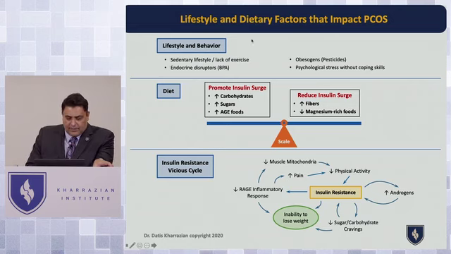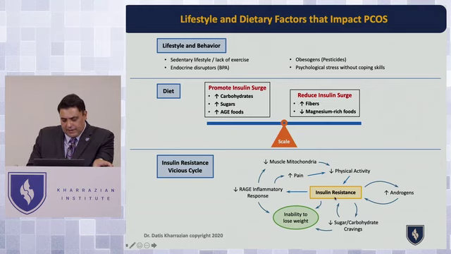So this is a diagram that shows the lifestyle and dietary factors that impact PCOS. Sedentary lifestyle, lack of exercise, endocrine disruptors, obesogens like pesticides, and psychological stress without coping skills all make PCOS worse. So does a high carb, high sugar diet with high amounts of advanced glycation end products, meaning foods that are browned through heating. Reduced insulin, high fiber diets, and magnesium-rich foods that reduce insulin surge seem to have an impact on diet. And ultimately, the key thing is to break out of this vicious cycle.